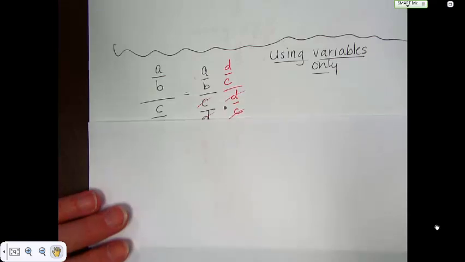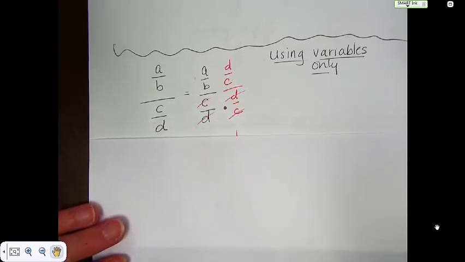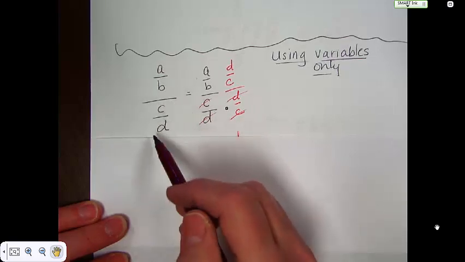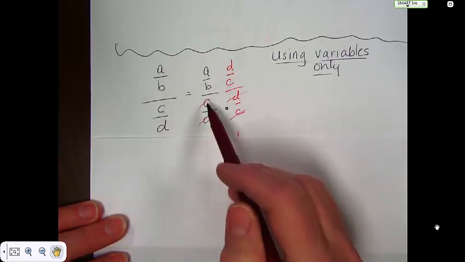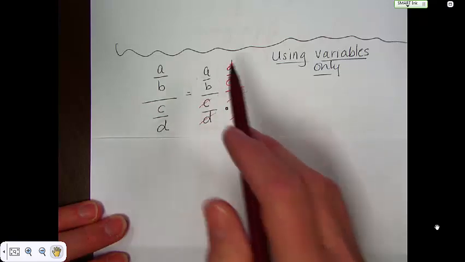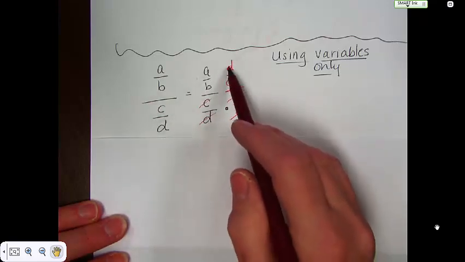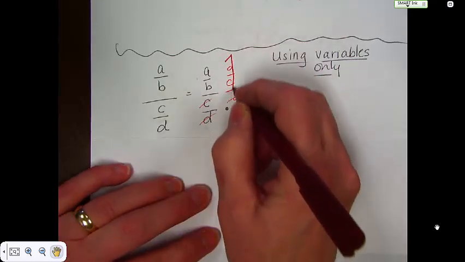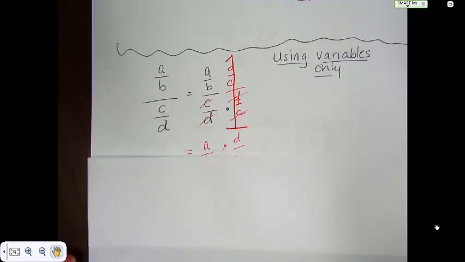Now, using variables only, it sounds kind of crazy, but once in a while you kind of need to look at this. We have a over b divided by c over d, multiplied by the reciprocal of c over d over itself. So we end up with d over c, d over c. This is that well-chosen one, okay?